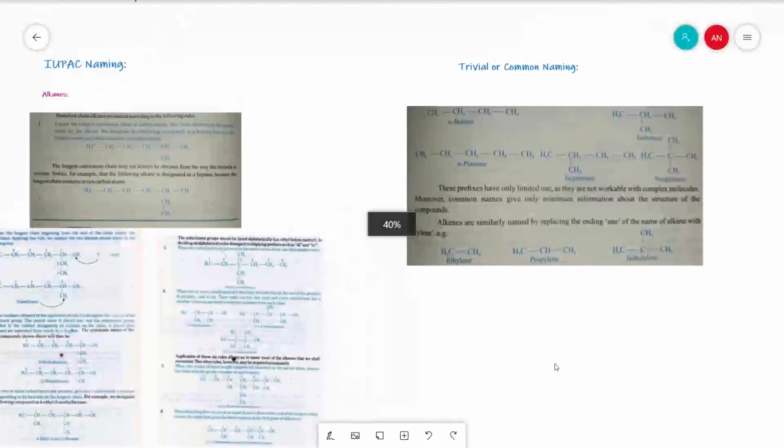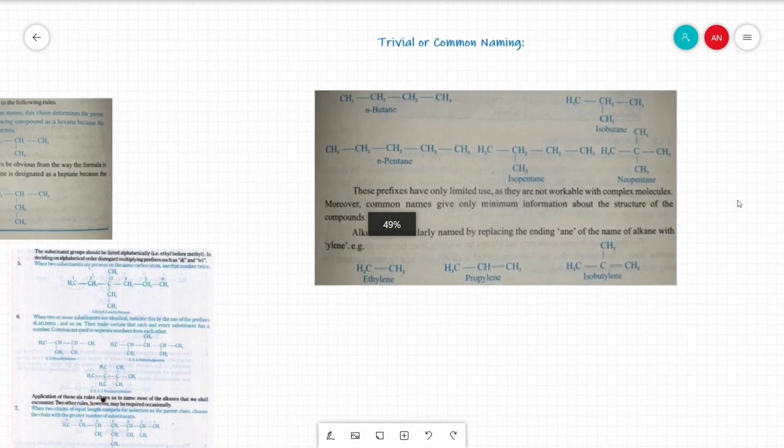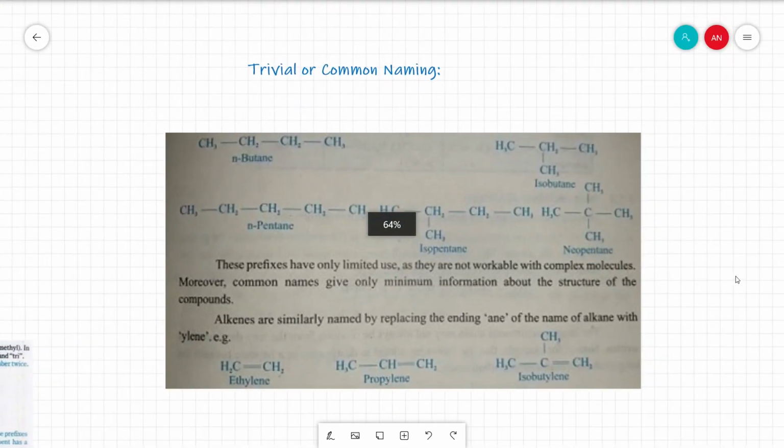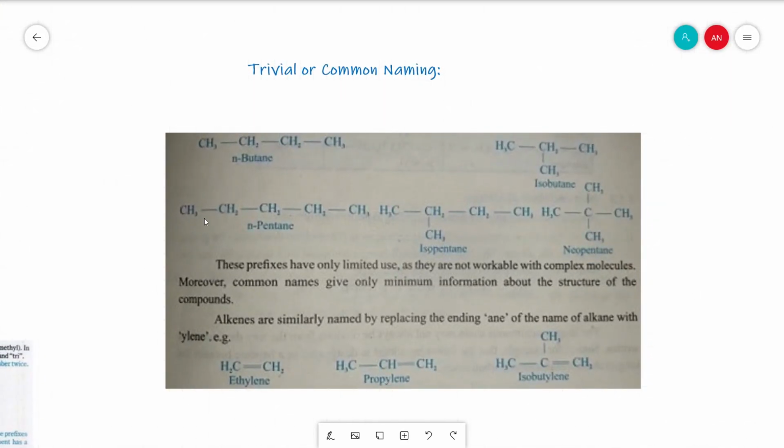Now we'll discuss the trivial common naming. It's very simple. We already discussed that it doesn't tell the details, so its name would be very simple. There is butane, as it contains 4 carbons, so it's n-butane. What can be the isomer of butane? This is the isomer of butane. We can shift one carbon from here to here, so it would become isobutane.